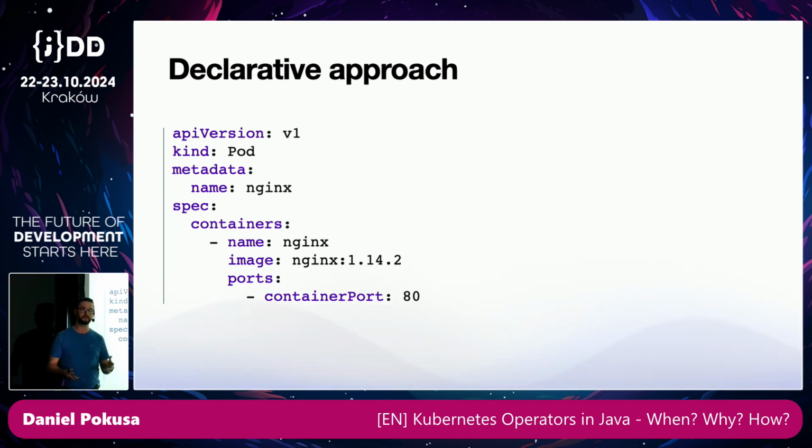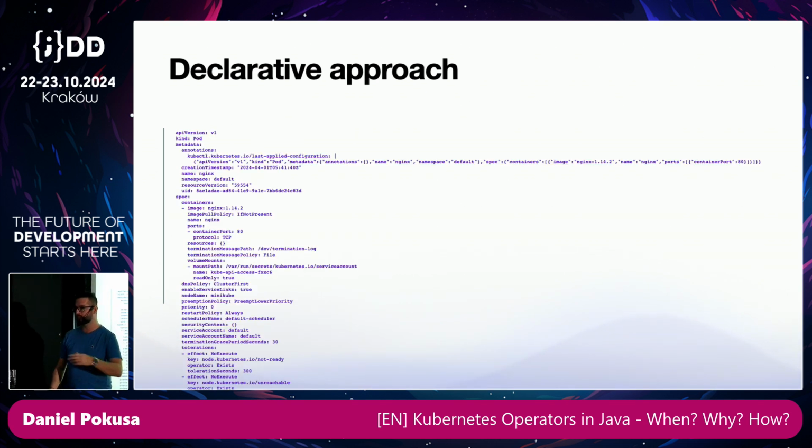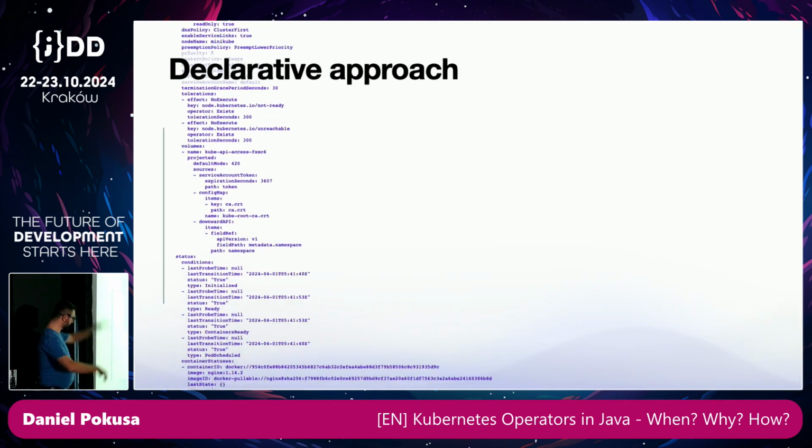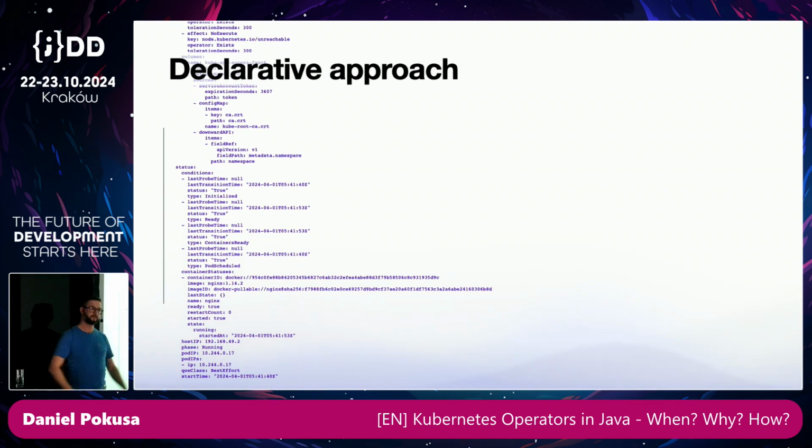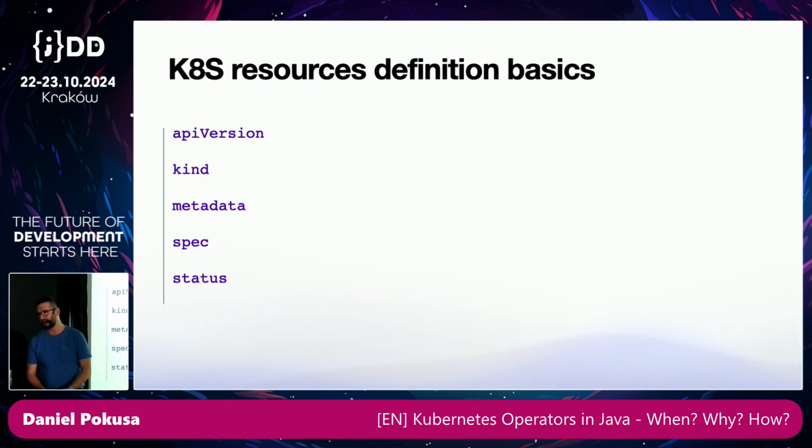We're just defining the ideal world. That's how my cluster should look. Please, pretty please. And that's how Kubernetes works. So if you apply that, you'll see something like this. You know why? Because the controller manager will add some additional details like IPs, quality of service, and other stuff, and also some statuses.